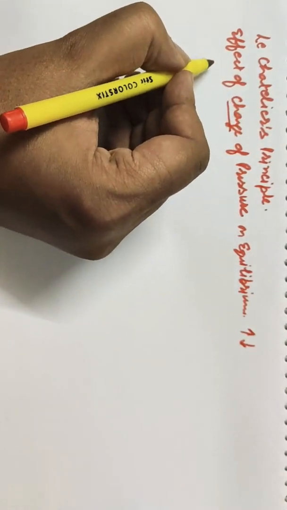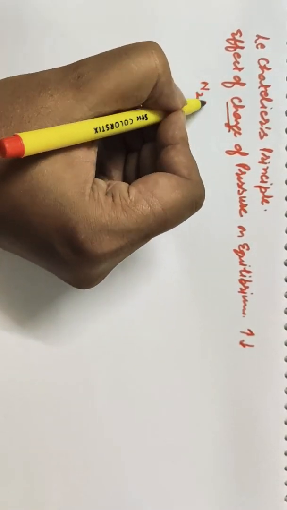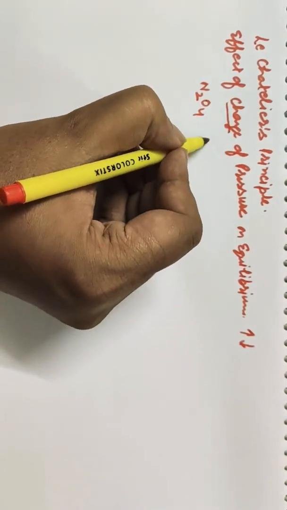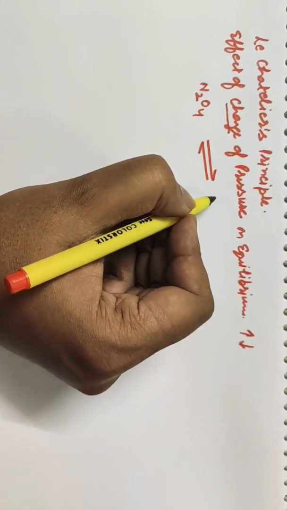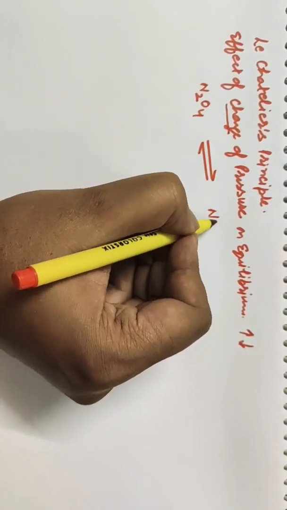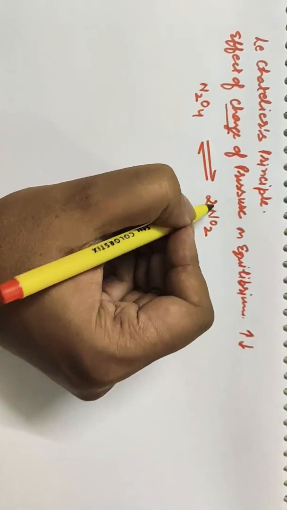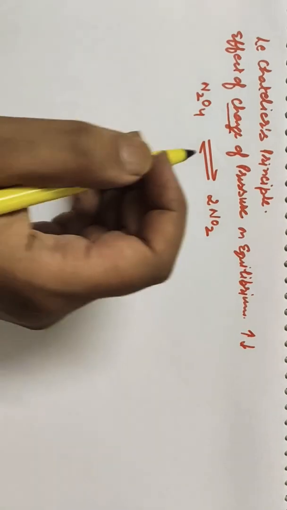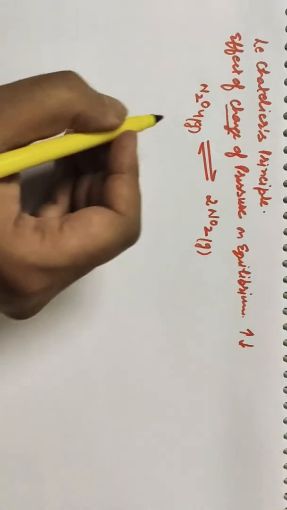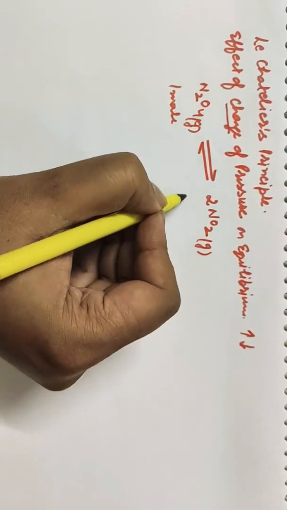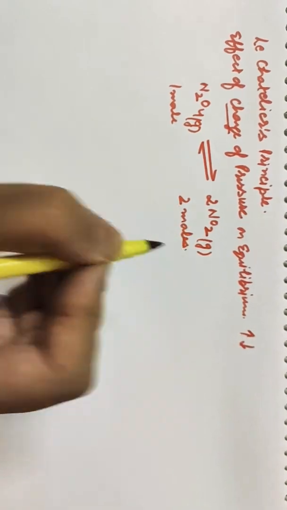So let me give you an example. N2O4 will be converting into NO2, 2 moles of nitrogen dioxide. Dinitrogen tetroxide is converting into nitrogen dioxide and giving 2 moles of nitrogen dioxide, and both reactant and products are in gaseous state. Here 1 mole and here 2 moles.